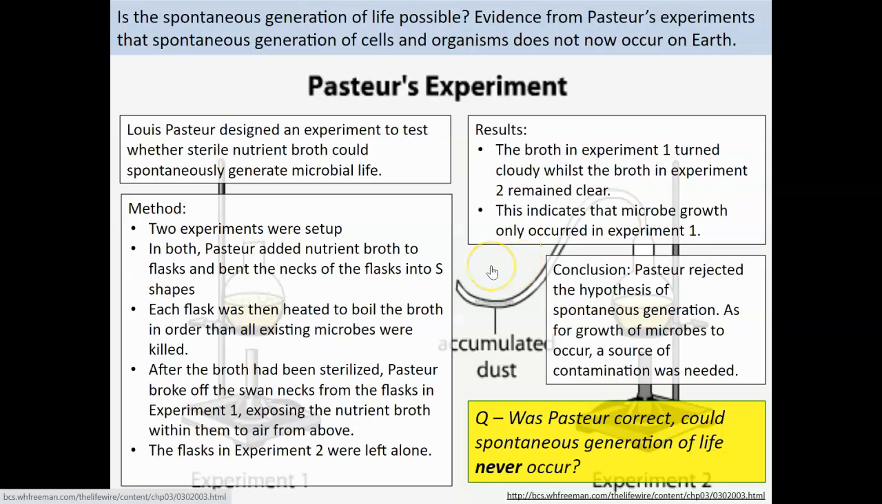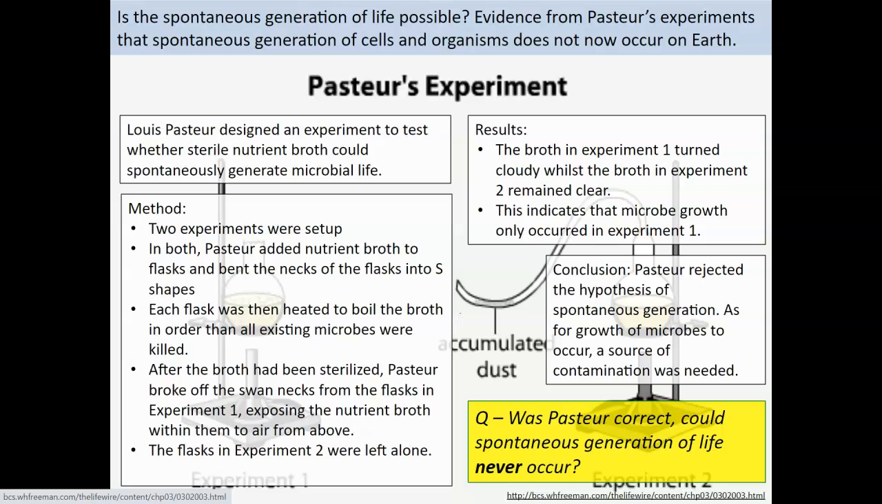He concluded that you did need a source of contamination, which was the dust, to bring in the microorganisms to be able to have them grow within the flask. This was only possible in the broken neck flask because the dust could just fall in with the microorganisms. In the swan neck, the dust accumulated down here and therefore could not travel up and make it into the broth. So therefore, he did ultimately disprove spontaneous generation of microorganisms.